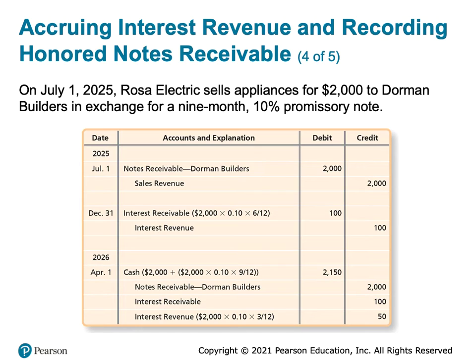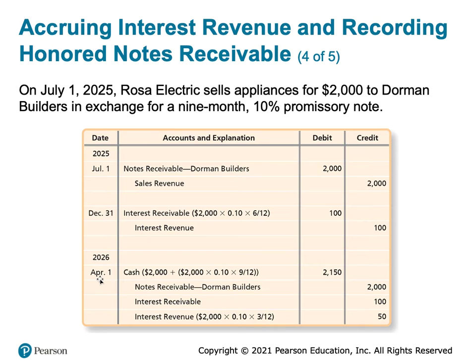So here's another example. On July 1st, 2025, Rosa Electric sells appliances for $2,000 to Dorman Builders in exchange for a 9-month, 10% promissory note. So on July 1st, you can see that we've debited notes receivable and credited sales revenue for the $2,000. Then on December 31st, there is an adjusting entry to account for the interest receivable, or the asset that we're going to receive in the future, as well as the revenue that we've earned from July to December for $100.